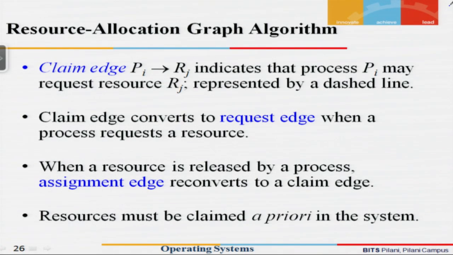So, this algorithm will only work when all the processes in the system, whatever resources they need to acquire, must claim it first. Then through a request, these edges get converted to a request, through allocation the request edges get converted to assignment, and through release operation assignment edges get converted to claim edges.